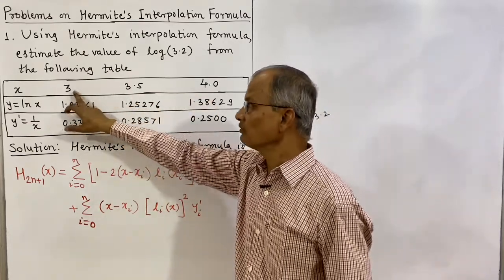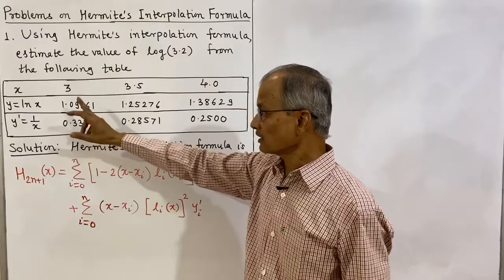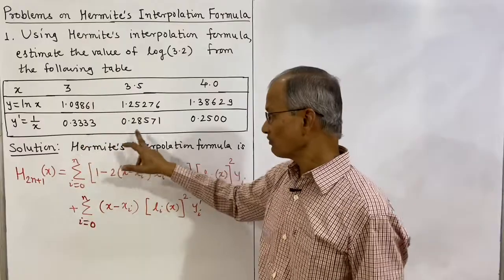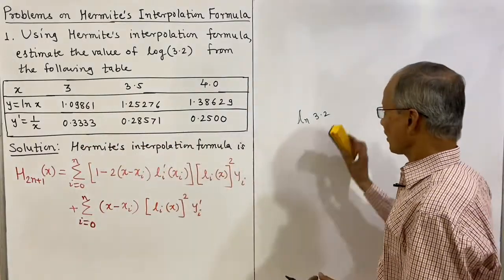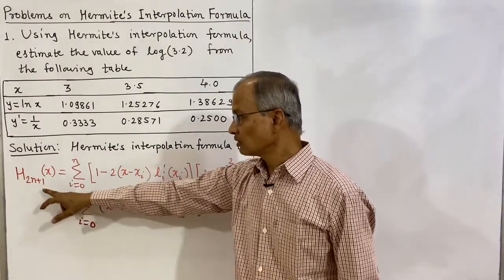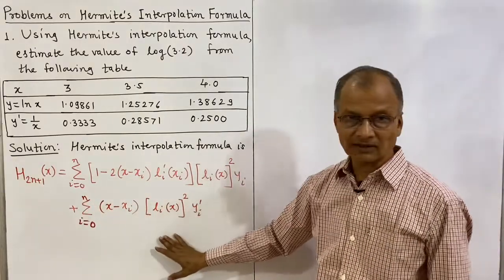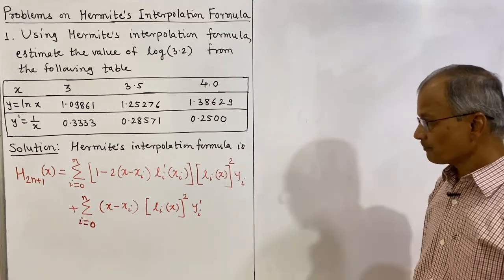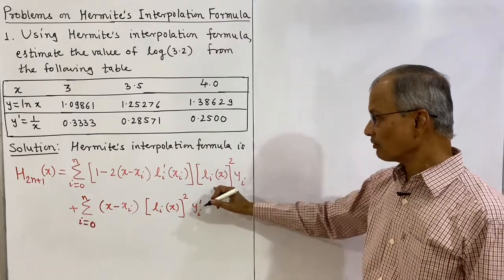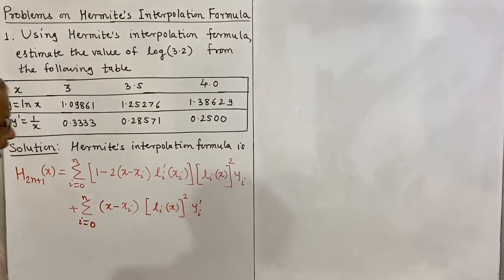So starting value we denote by x0. This is x0, x1, x2, and corresponding y0, y1, y2, and y0 dash, y1 dash, y2 dash. And the formula we have derived last time is this one. Hermite's interpolation formula is H2n plus 1 of x is summation of this plus summation of the second term here. This is the formula, and to use this formula what we require is Li of x. So we have to first compute Li of x.